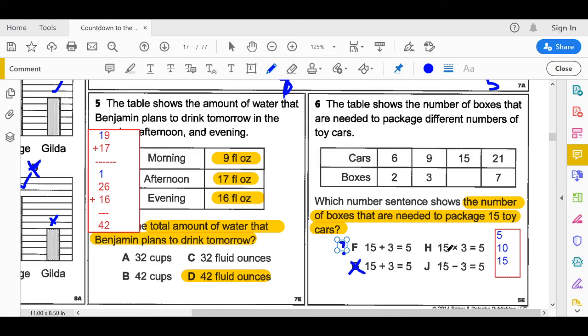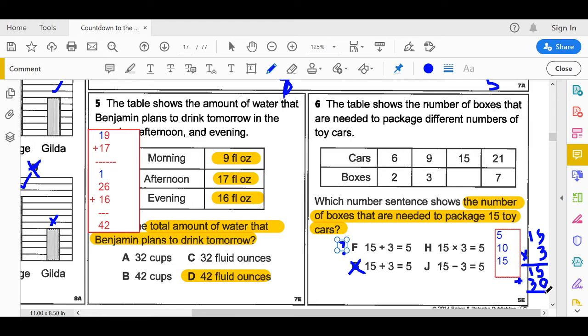Letter H, 15 times 3 equals 5. I know that you know that's not the answer, amigos, because 15 times 3, when you complete the multiplication there, remember again we say 3 times 5 is 15. I'm going to put my 15 right there. And then before I go to the next number, I'm going to write a 0 here. I'm going to anchor my 0. 3 times 1 is 3. And then I'm going to add those two numbers.